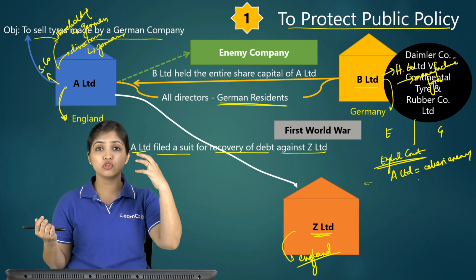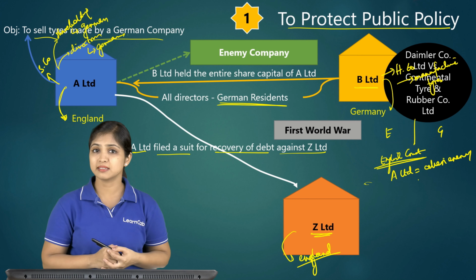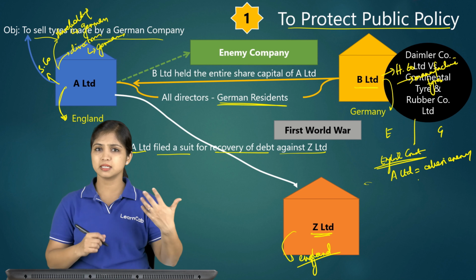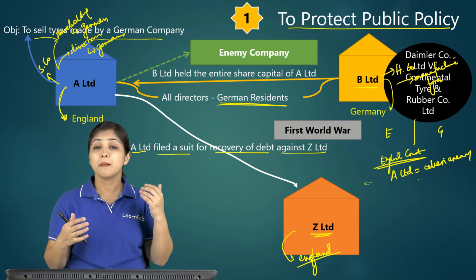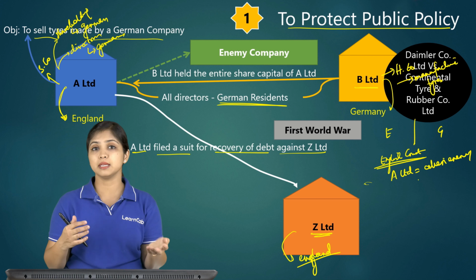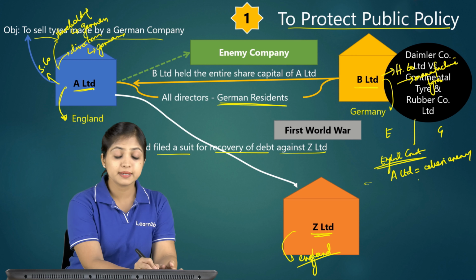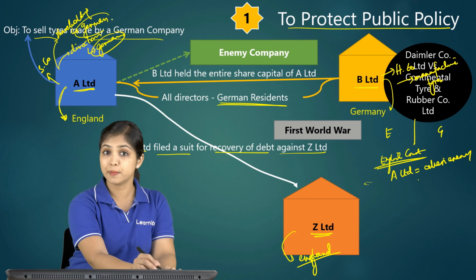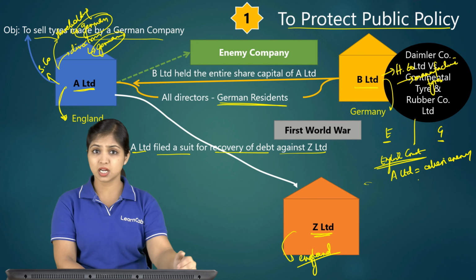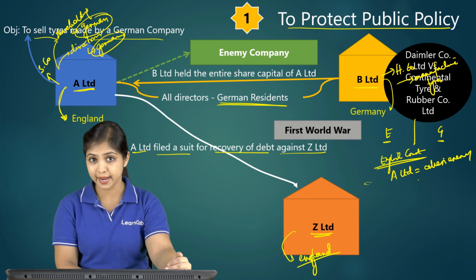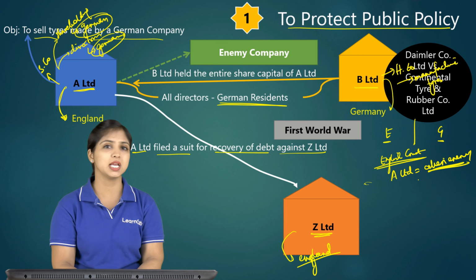But still, if it is controlled by enemies, or if it is managed by enemies, then I will call the company an enemy company. Now over here, A Limited is controlled and managed by whom? By Germans. Now for England, Germany is an enemy, isn't it? So A Limited is controlled by Germans, by enemies, and hence A Limited becomes an enemy company. A Limited becomes an alien enemy.